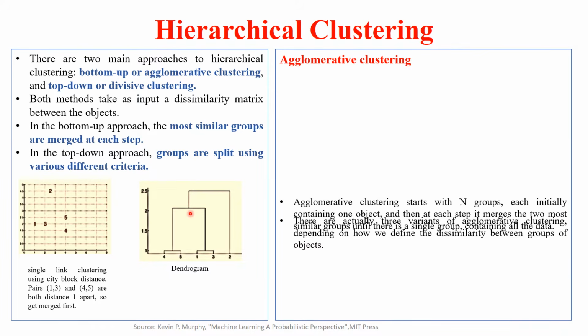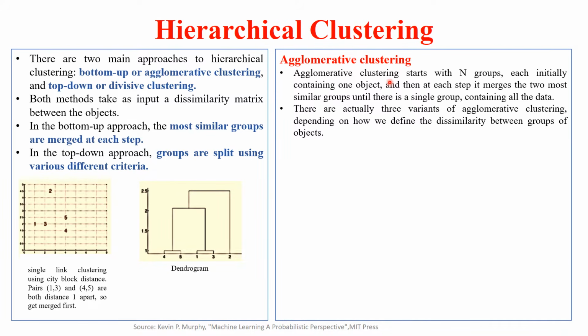Now agglomerative clustering. Agglomerative clustering starts with n groups in which initially there will be one object, and at each step we merge the two most similar groups. So we will proceed until there is only one single group. There are actually three types of agglomerative clustering, depending on how we define the dissimilarity between the groups of objects.